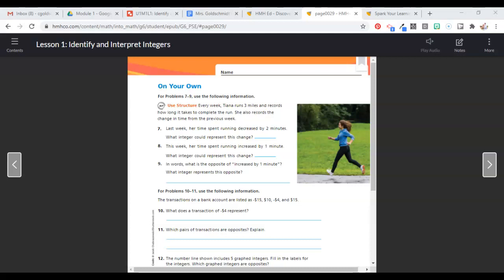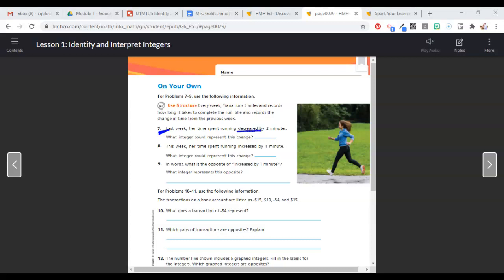Okay, so for this first section, we're going to use problems 7 through 9. We're going to use this information right here. Every week, Tiana runs 3 miles and records how long it takes to complete the run. She also records the change in time from the previous week. So we're on number 7 right here. Last week, her time spent running decreased by 2 minutes. What integer represents this? The word decreased tells you what you need to know here.